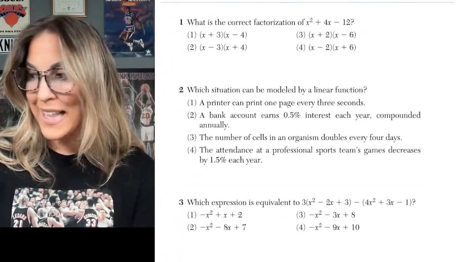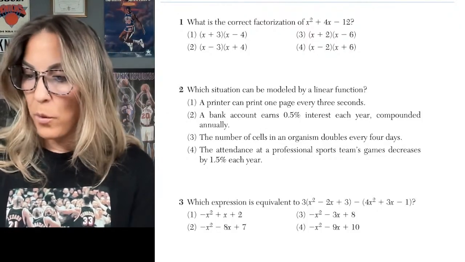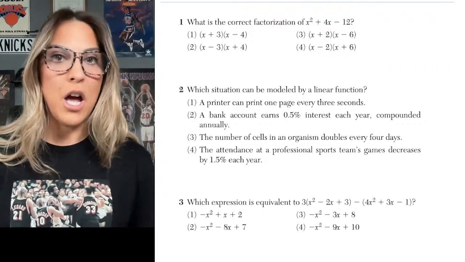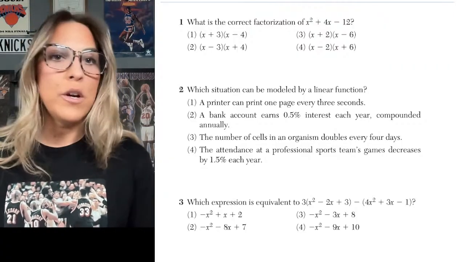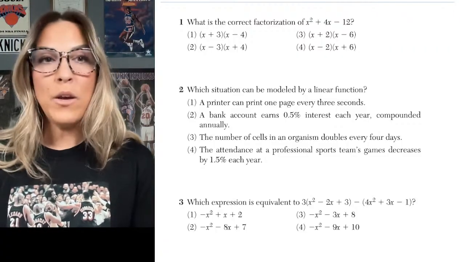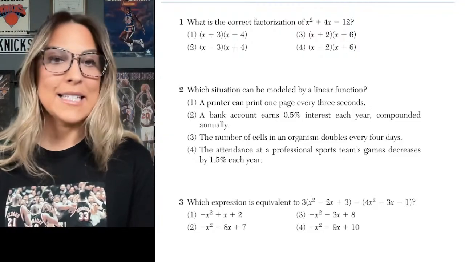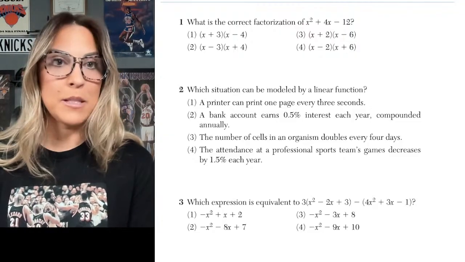So let's get right into it, starting with the multiple choice. So number 1 asks for the correct factorization of this quadratic. You can factor a bunch of this different ways. You can do GCF, difference of squares. When we see a quadratic that's in this format where it's x squared, x, and then a constant term, it's ax squared plus bx plus c.